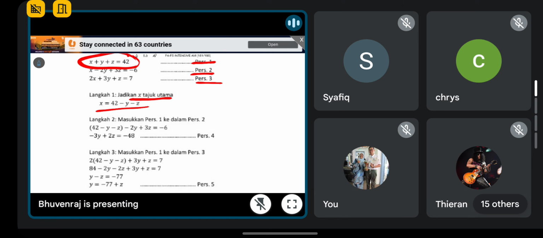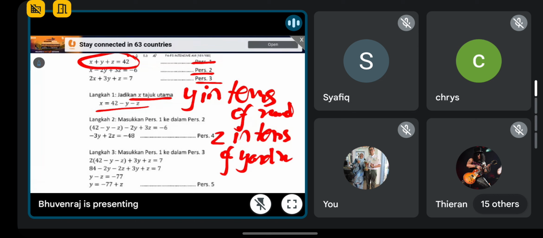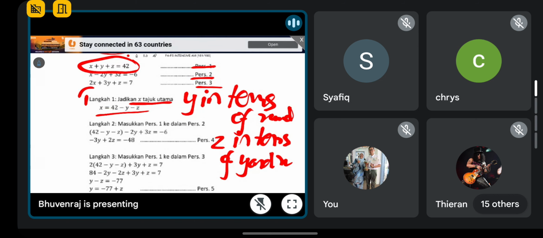So mungkin kamu akan kata saya nak ungkapkan Y dalam sebutan X. Tak salah. Boleh. Kalau nak ungkapkan Z in terms of Y and X pun boleh. Tak salah. It really depends on you. Okay. Tiga kaedah ini pun boleh. You have three choices. Tiga pilihan. Okay, so any one is also correct, as long as you get the correct answer. Asalkan jawapan kamu betul, tetap diterima. Okay, so really depends on you.